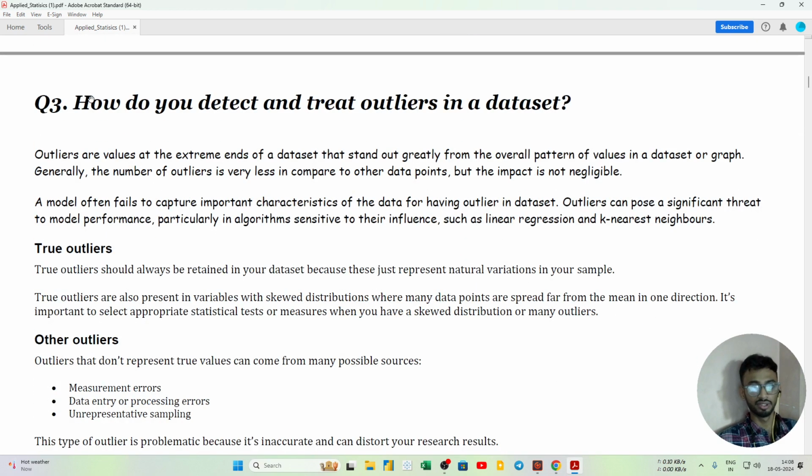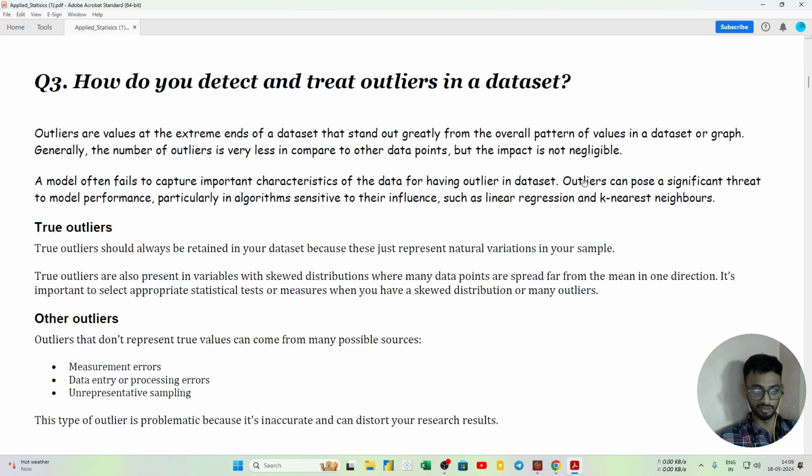Then question number 3 is, how do you detect and treat the outlier in the dataset? Outliers are the values at extreme ends of a dataset that stand out greatly from the overall pattern of the values in the dataset or graph. Generally, the number of outliers is very small compared to the other data points, but the impact is not negligible. A model often fails to capture important characteristics of the data because of outliers in the dataset. Outliers can pose a significant threat to model performance, particularly in algorithms sensitive to their influence, such as linear regression and k-nearest neighbors.